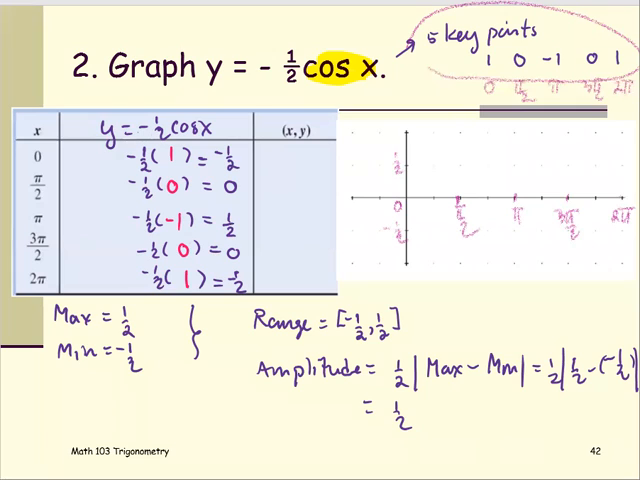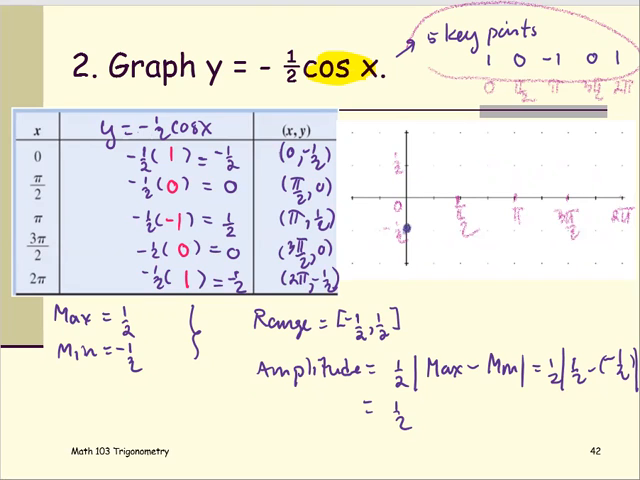Oh, by the way, I forgot to put together as an ordered pair. So the first one, the ordered pair is 0, negative 1/2. Sorry about that. So pi over 2, comma 0, pi, comma 1/2, 3 pi over 2, comma 0. And the last one is 2 pi, comma negative 1/2. Then the first coordinate, the ordered pair 0, comma negative 1/2, is going to be down here.